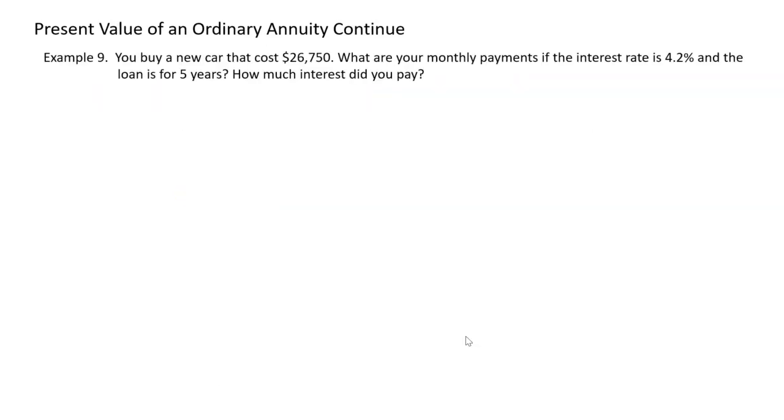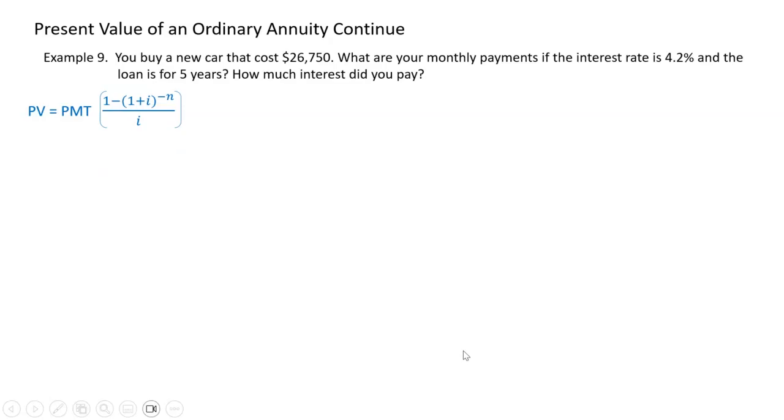Okay, now let's say you want to buy a new car that costs $26,750. What are your monthly payments if the interest rate is 4.2% and the loan is for 5 years? And also, how much interest did you pay? How much more extra did you pay in interest?